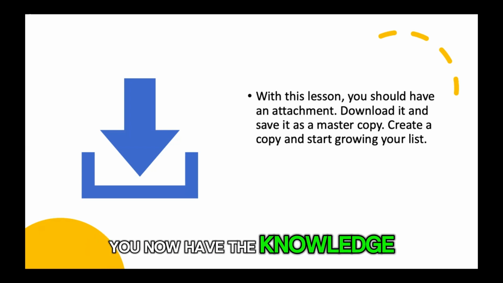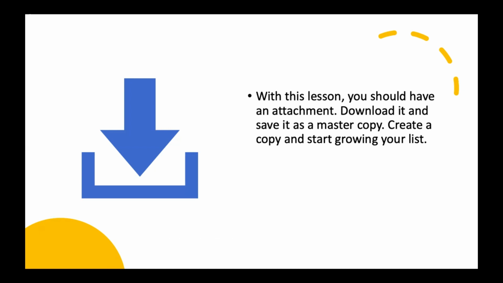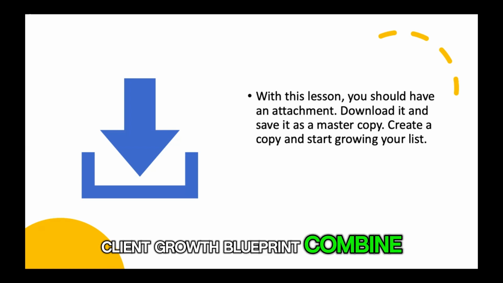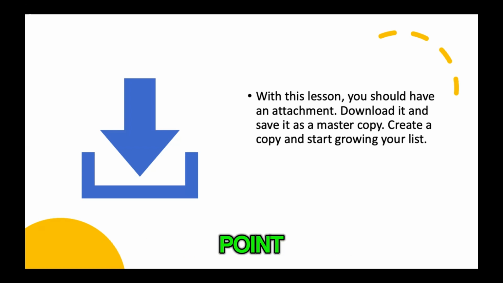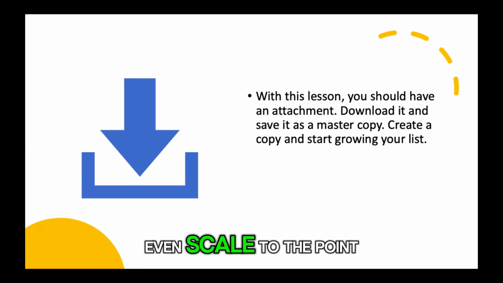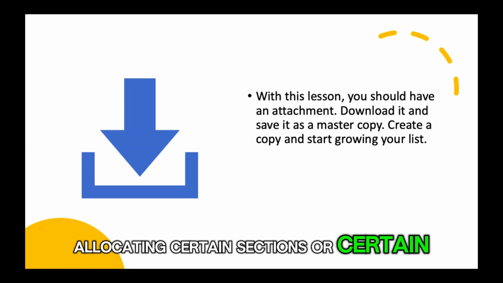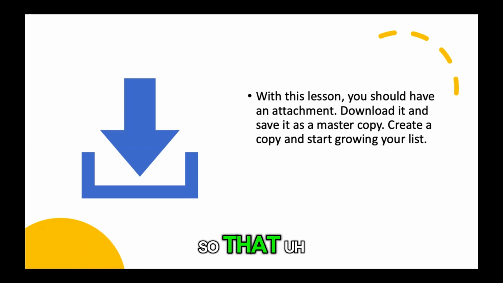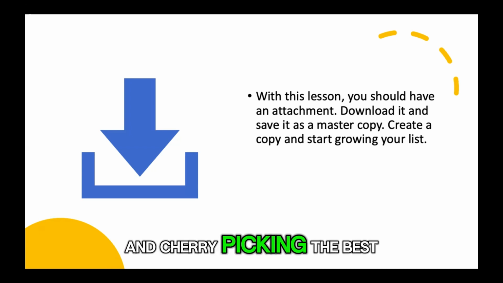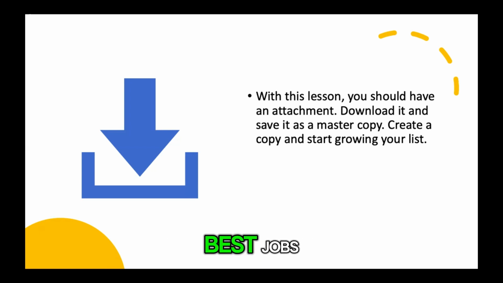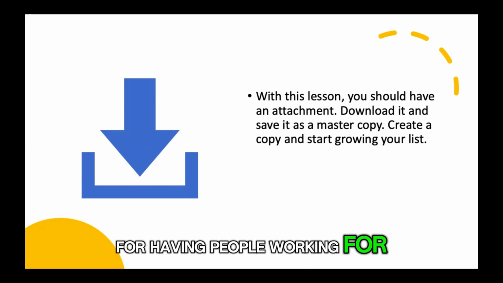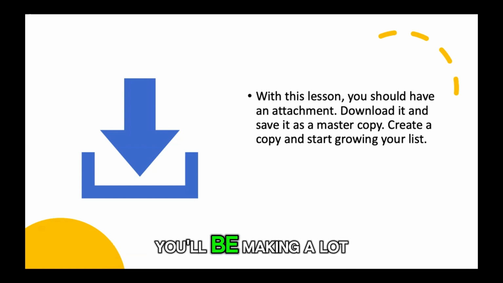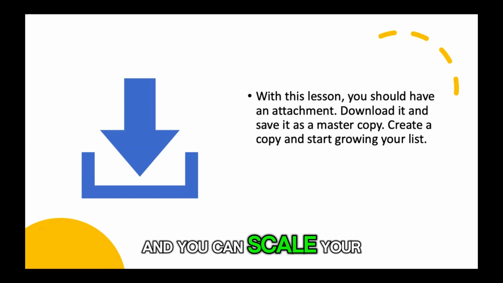You now have the knowledge of the advantage method along with the evergreen client growth blueprint. Combined, you should be able to scale your business to the point where you can start hiring people, and you can start allocating certain sections or certain cities to one of your helpers, another city to another helper, so that you can start cherry picking the best jobs. You make money from getting the best jobs, and you make a little money from having people working for you. At the end of the month, you will be making a lot more money, and you can scale your business as much as you want to.